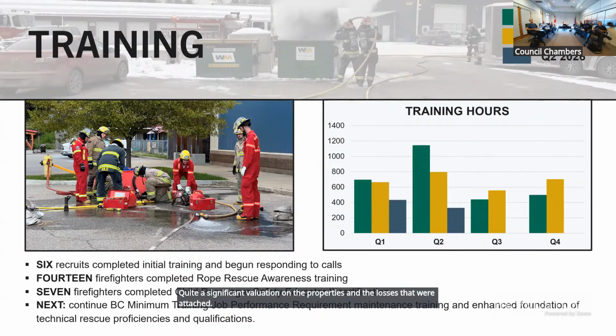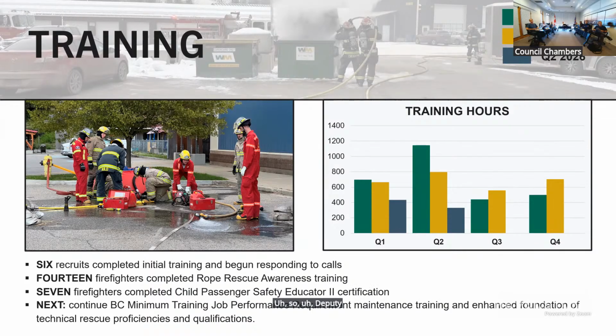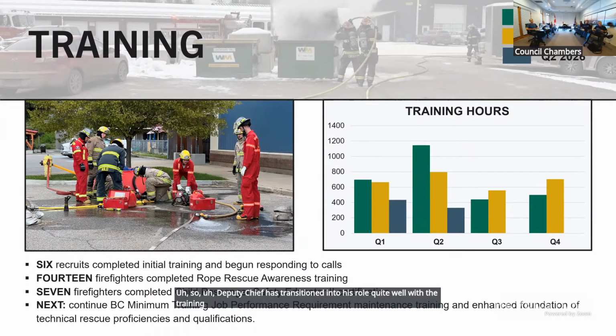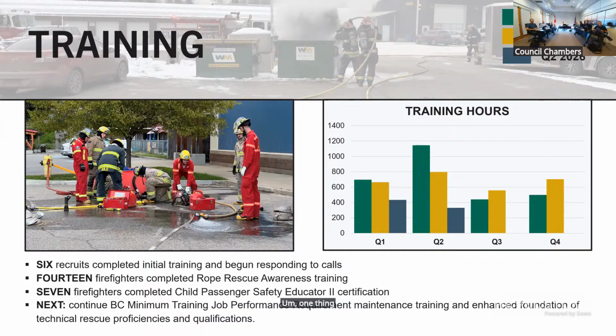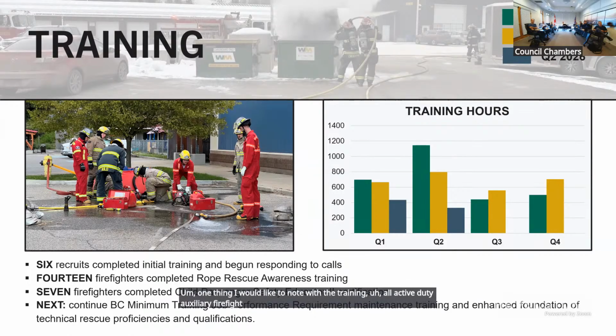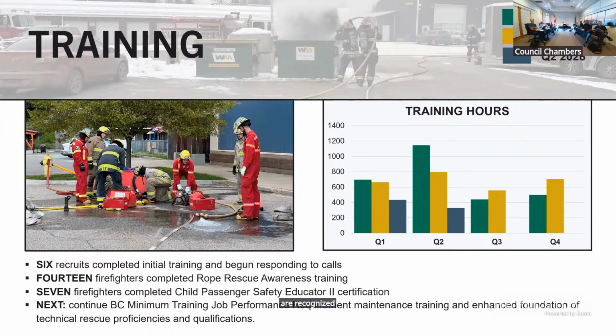So Deputy Chief has transitioned into his role quite well with the training. His initial focus has been improving consistency in operations and supporting firefighters on scene. One thing I would like to note with the training: all active duty auxiliary firefighters have now achieved exterior, interior, or NFPA 1001 firefighter qualifications. So all active firefighters are recognized to the OFC level. Wow, good.